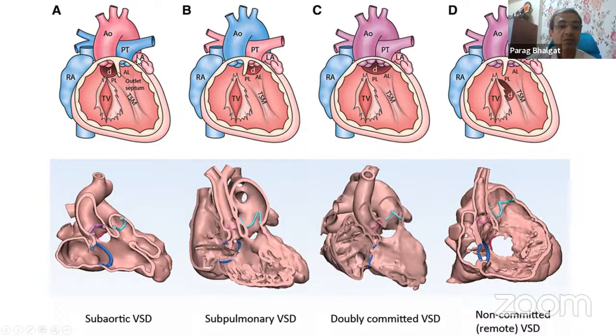This is both great arteries from the RV. This is subaortic VSD, subpulmonic VSD, doubly committed VSD, remote VSD, or inlet or mid muscular, whatever you want to say.